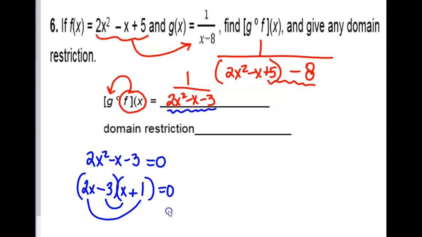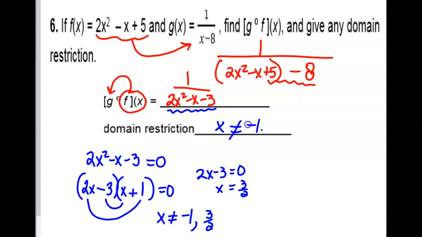So the 2 domain restrictions are x cannot equal negative 1. And this one, if we did 2x minus 3, we'd get 3 halves. And if it doesn't say interval notation, which this one doesn't, it doesn't say state the domain, it says give the restrictions, and the restrictions are x cannot equal those 2 things. Brandon, did I lose you?